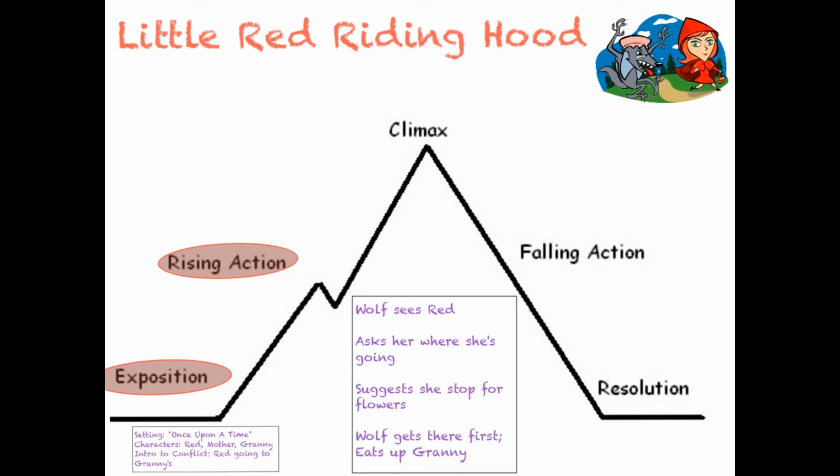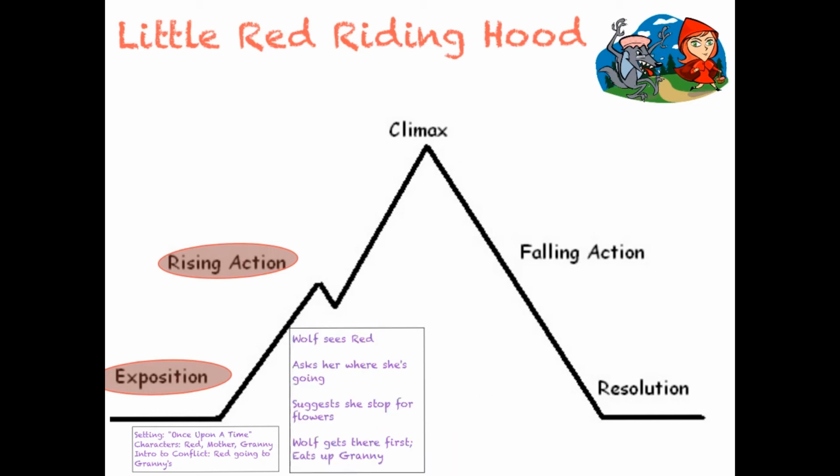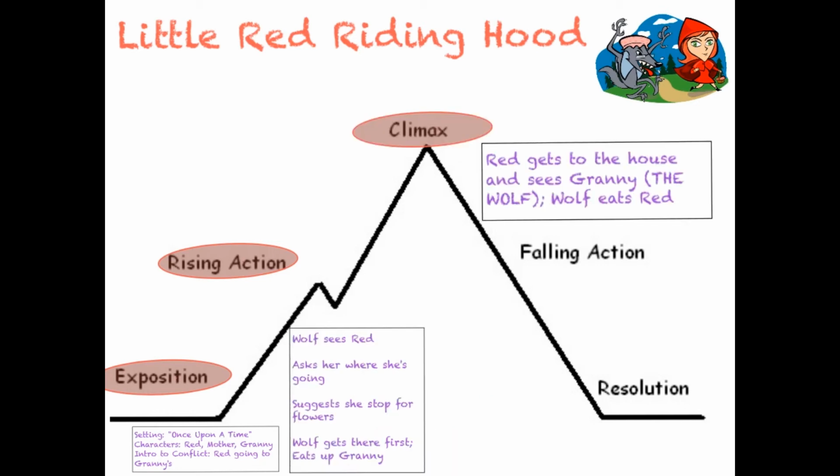The rising action. The wolf sees Red. He asks her where she's going. Then he suggests she stops and picks some flowers. The wolf gets to grandmother's house first and eats up Granny. Climax. Red gets to the house and finds her grandmother, who is really the wolf, in bed and comments on how different she looks. The wolf leaps out of bed and eats Red.